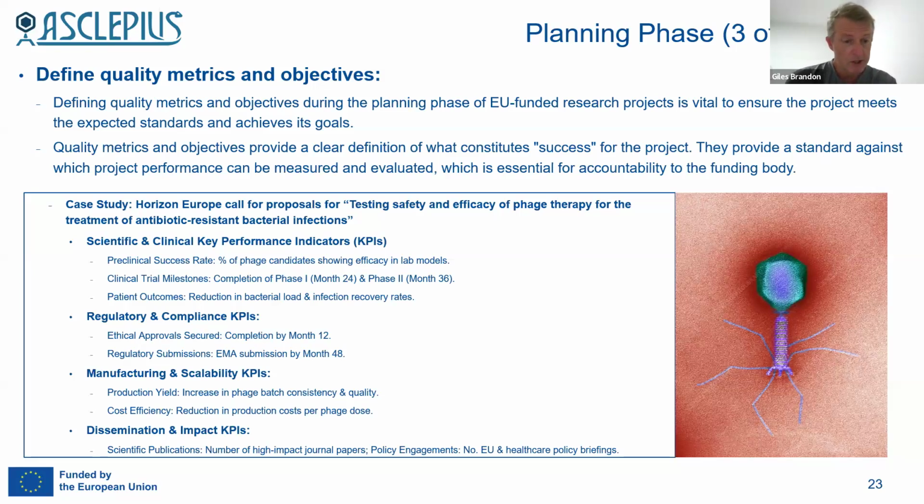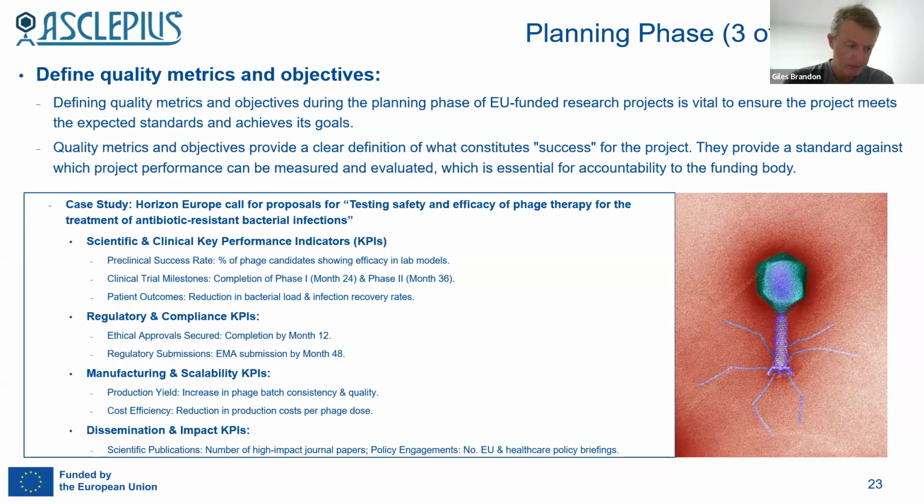In terms of manufacturing and scalability KPIs, we might be thinking about production yields. We want to increase the phage batch consistency and quality. By the end of the project, we've reached a certain production yield. Similarly, cost efficiency, reduction in production cost per phage dose. We might be trying to specify a target that we aim to reach by the end of the project.